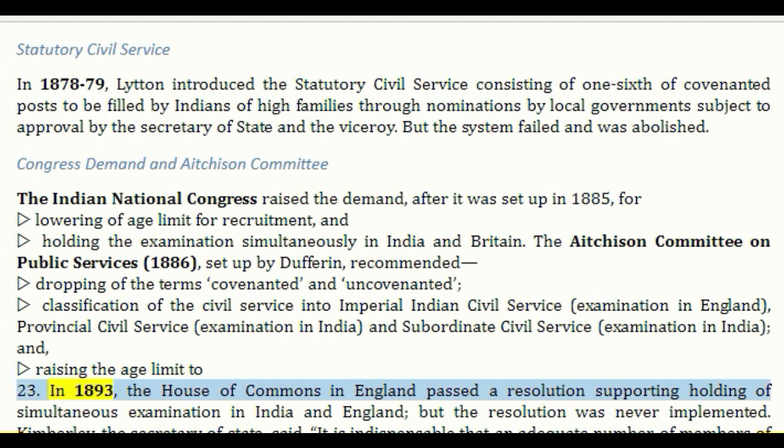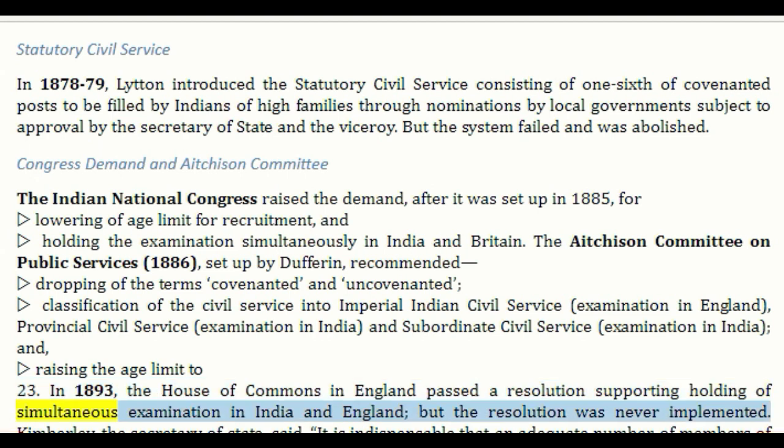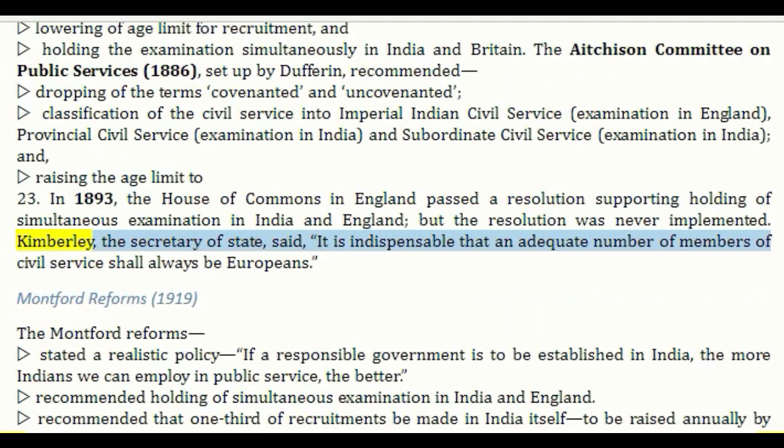In 1893, the House of Commons in England passed a resolution supporting holding of simultaneous examination in India and England, but the resolution was never implemented. Kimberley, the Secretary of State, said, "It is indispensable that an adequate number of members of civil service shall always be Europeans."